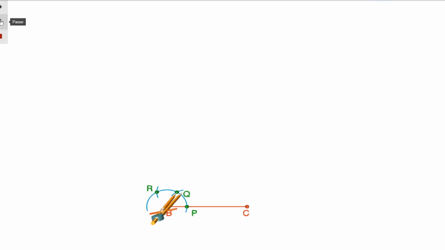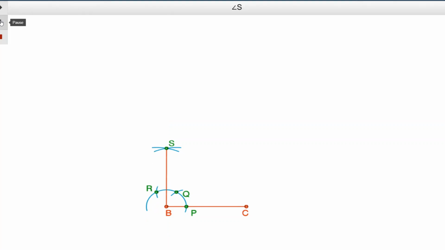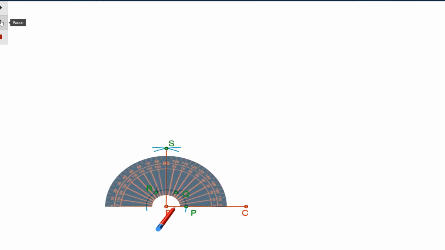Now see, arc PQ makes 60 degrees with center B, and arc QR makes 60 degrees with center B. Now we are bisecting arc QR, with Q and R as centers and some radius. Draw two arcs which intersect each other at some point, say S. So we have bisected arc QR. This line is the bisector of arc QR. QR is 60 degrees, so its bisector makes 30 degrees. So PQ is 60 degrees and the remaining part is 30 degrees.